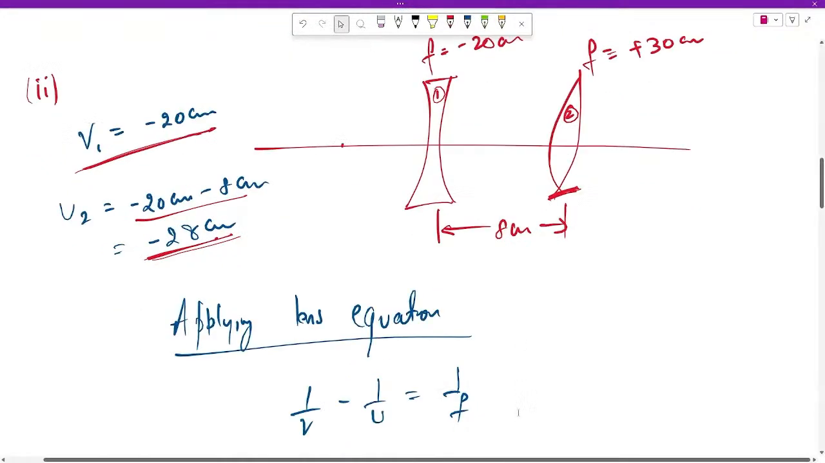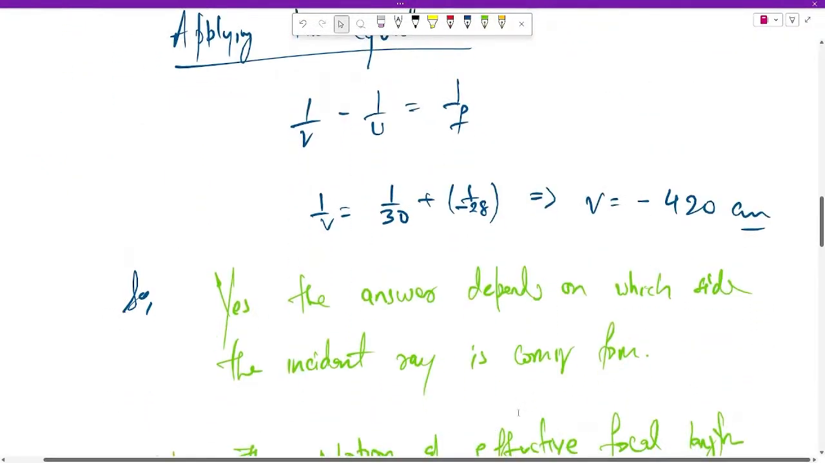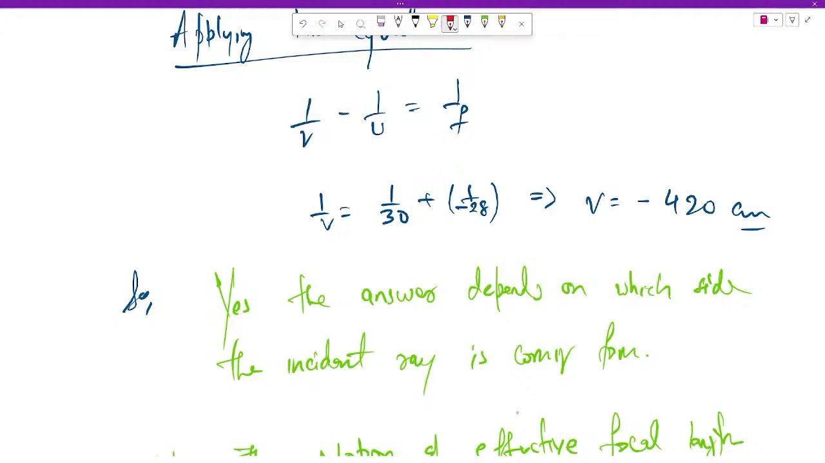So again applying the lens formula over here, we will get 1 by v equals 1 by f plus 1 by u, and we saw that 1 by u is equal to 1 by minus 28 centimeter, and since focal length is positive for the convex lens, it will be 1 by 30. Calculating this, we will get a value of v as minus 420 centimeter.